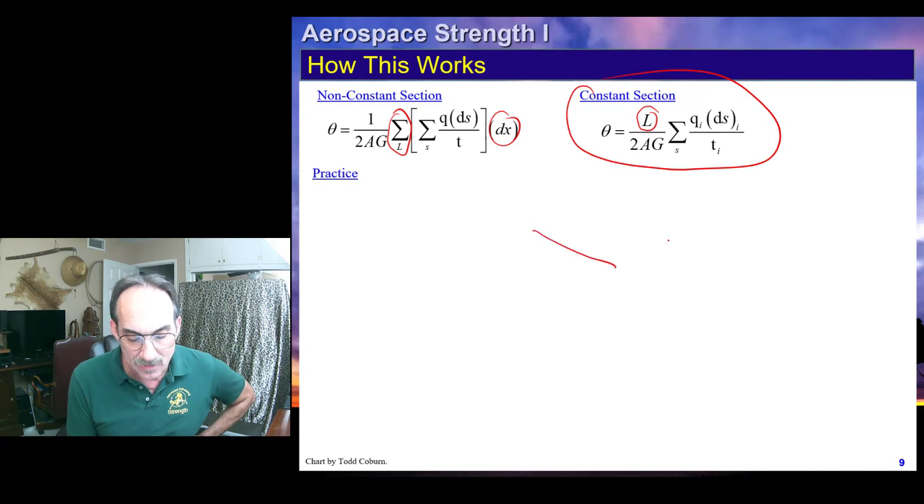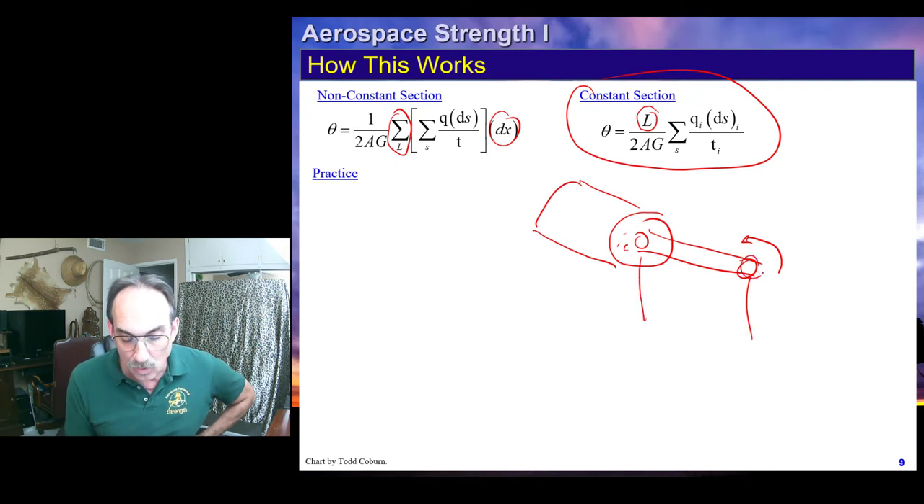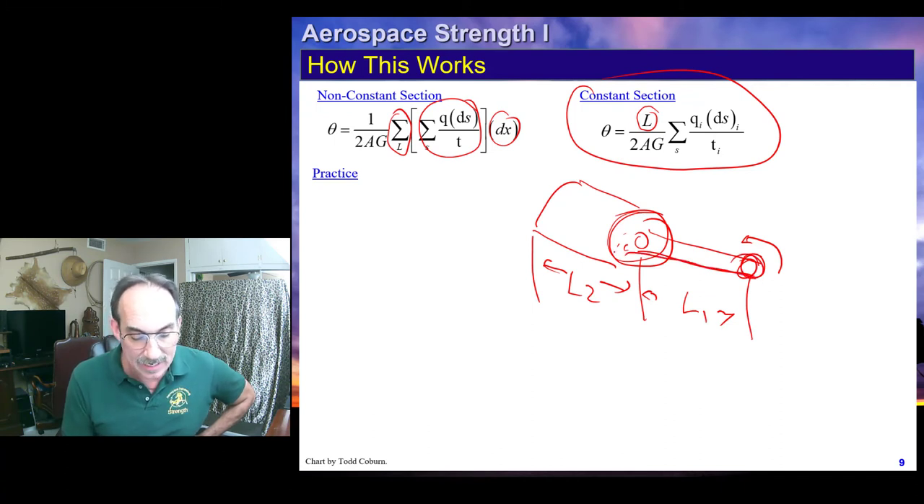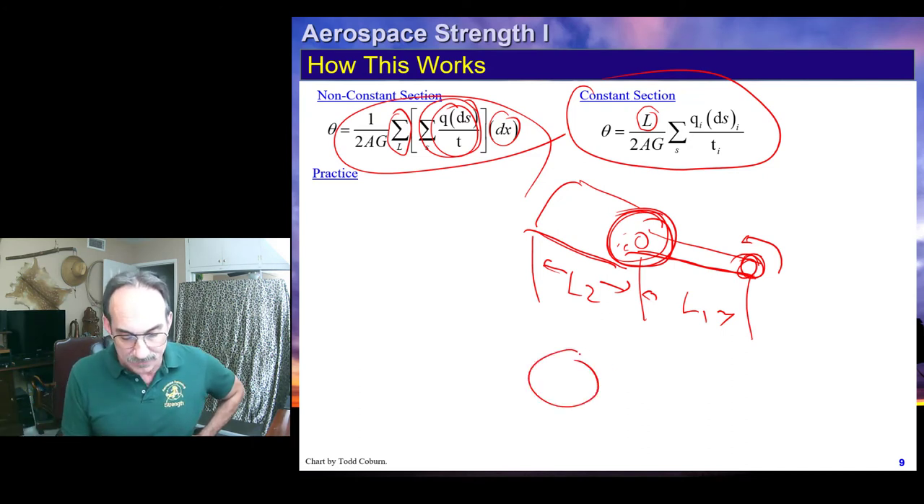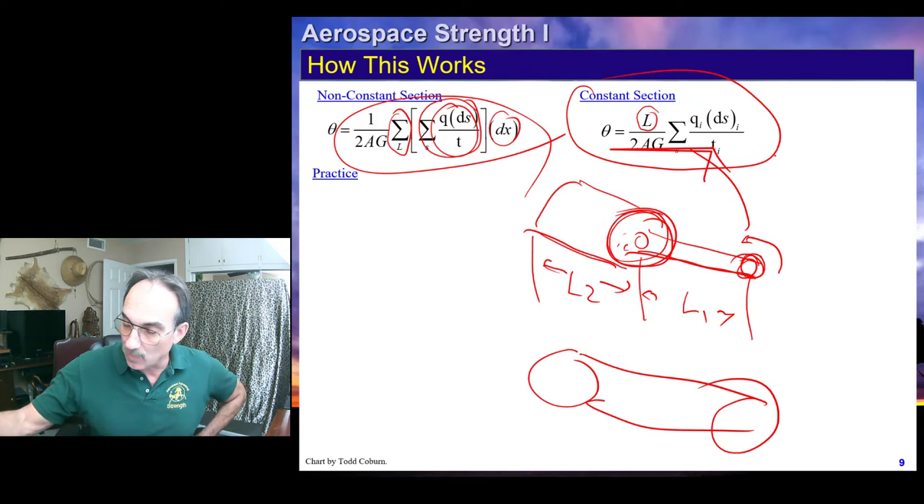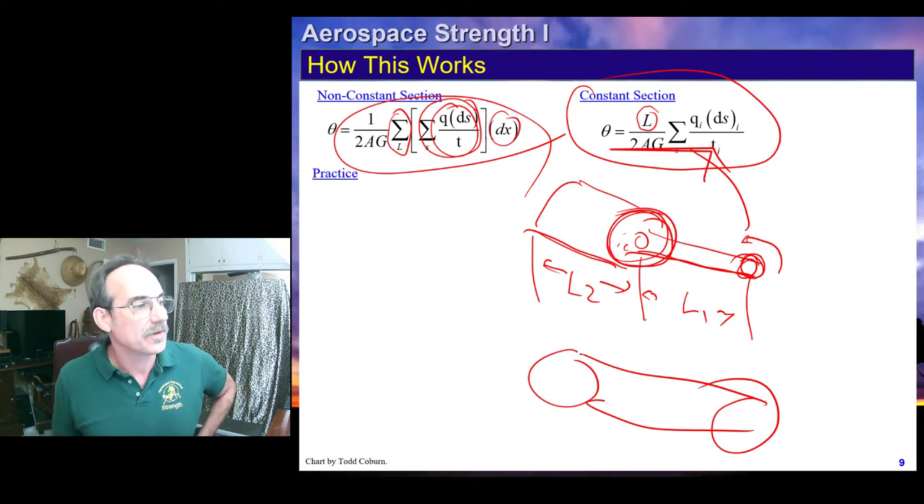Like, let's say we have a circle. Let's say there's a bulkhead here that goes to a smaller piece, and we have a torque applied down here. We could get the total angle of twist by saying, well, look, we've got a different cross-sectional area here than we did here. So we're going to call this L1. We'll call this L2. And now we're going to do our summation of Q ds over t for this piece, multiplied by its length, plus the summation of Q ds over t for this piece, multiplied by its length, and put all that together with that equation. If it were a constant section, then we can use that form of the equation. It gets even easier.